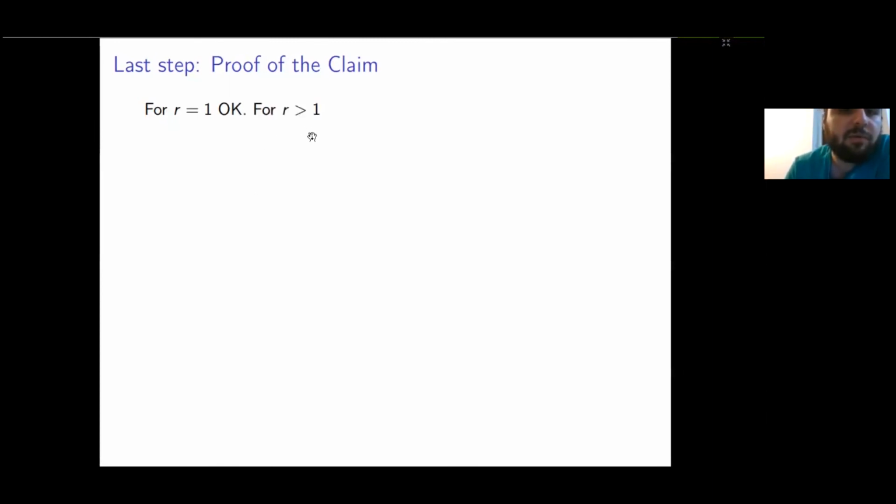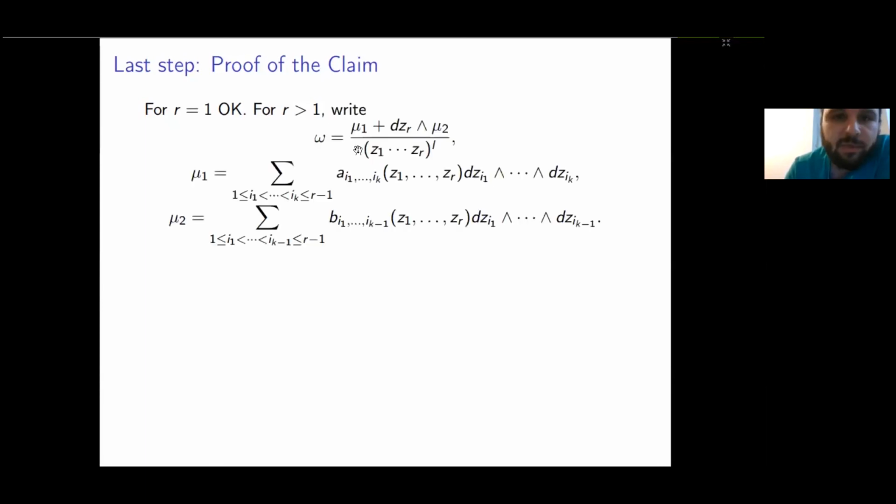So assume now that we have more than one variable. So as before, we can write omega in the same format, mu1, mu2, and now mu1 and mu2 depend only on the first r variables, but they are independent of dCr. So take these holomorphic functions. We can take the power series expansion of this holomorphic function with respect to zr.